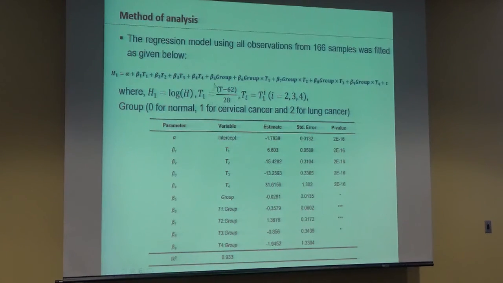And then here are your models. So the regression model from all 166 was fitted based on this. And then what you see there is all these p-values are significant except T4 times group. One option is you can drop this or you can leave it there. Now here, if you increase the number of points, R square is still very good, it's 93%. So what we are telling is, we are able to fit the data really well based on this model.